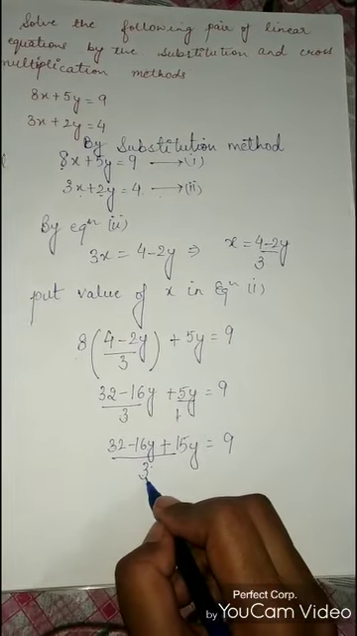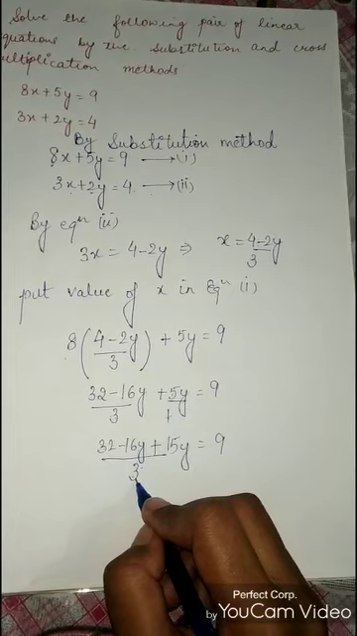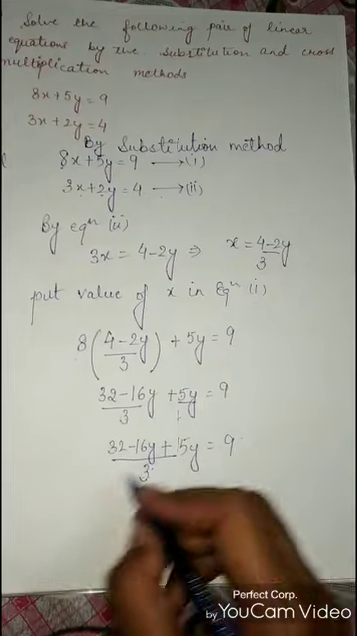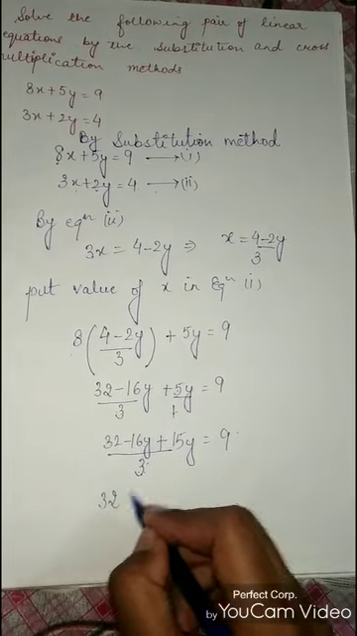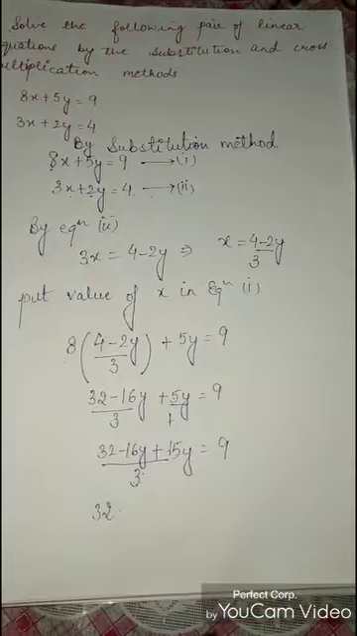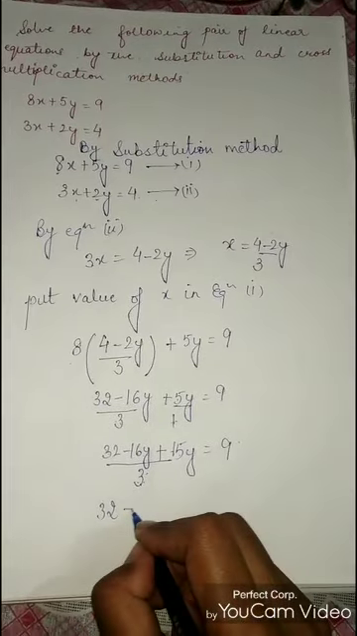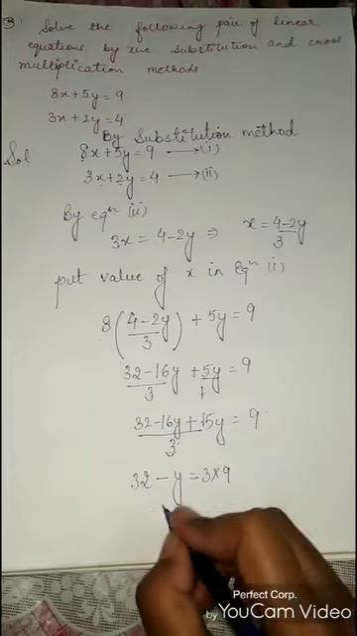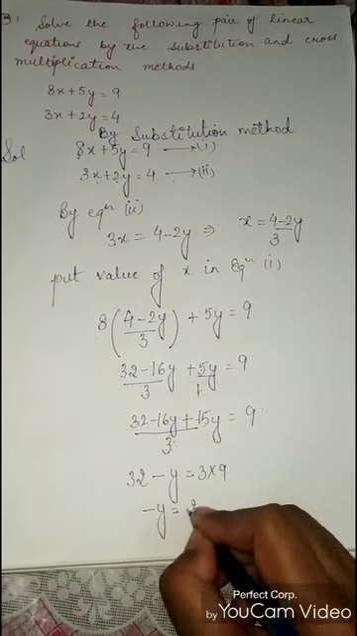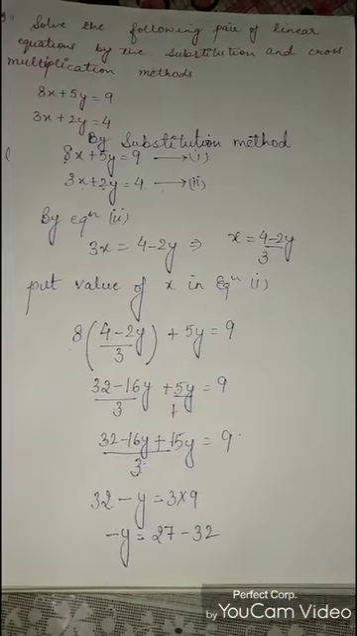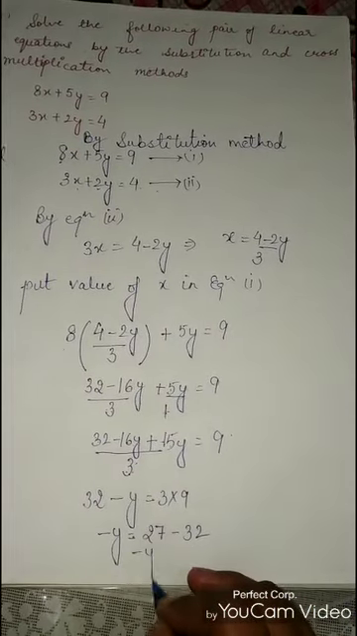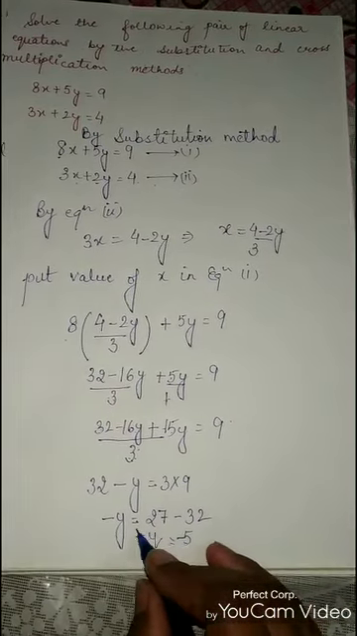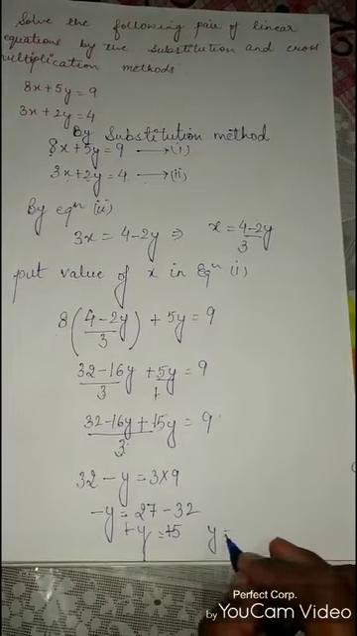3 here is in division. Then when it goes to the RHS, it will be in multiplication. Solve this. 32 plus minus minus, and the sign is of minus, y is equal to 3 into 9. Minus y will be equal to 27 minus 32. So minus y will be equal to minus 5, and minus minus got cancelled. So the value of y is 5.